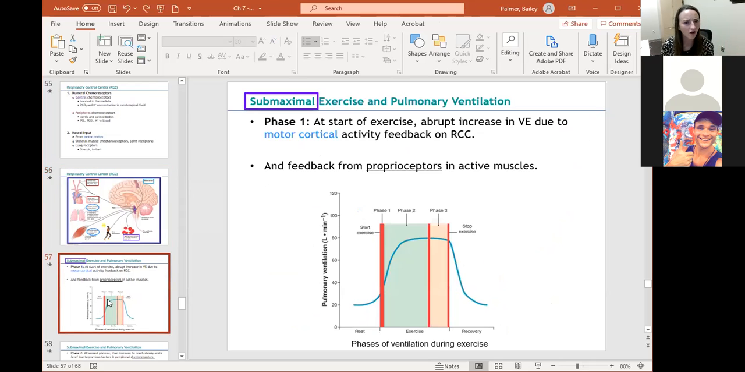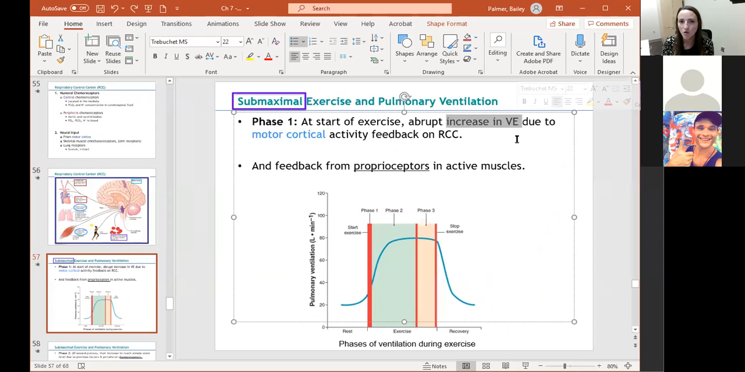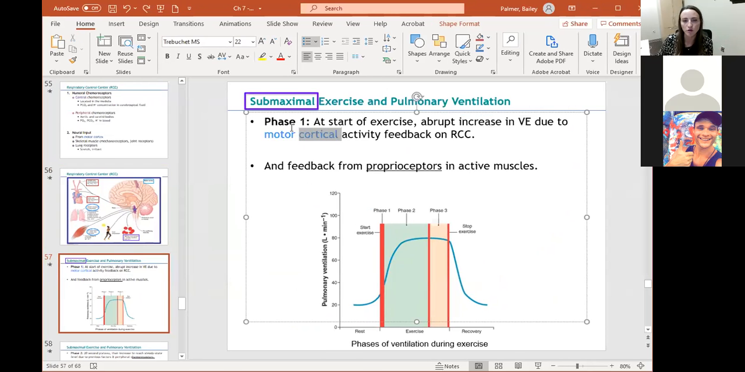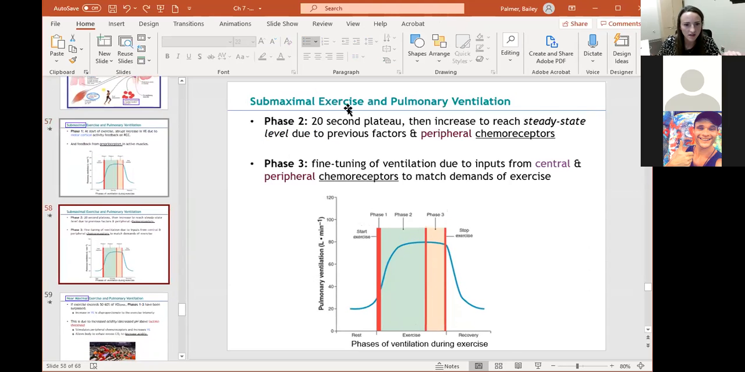Next, let's talk about how all of those inputs work during exercise. So the second we start exercising, our ventilation increases pretty rapidly. So we see an abrupt increase in pulmonary ventilation. What is that due to? It's due to the motor cortex. The motor cortex senses our movement and sends that information to the respiratory control center, and it starts increasing our breathing. We also have feedback from our active muscles. Those proprioceptors send that information to the spinal cord, which helps to increase our breathing.